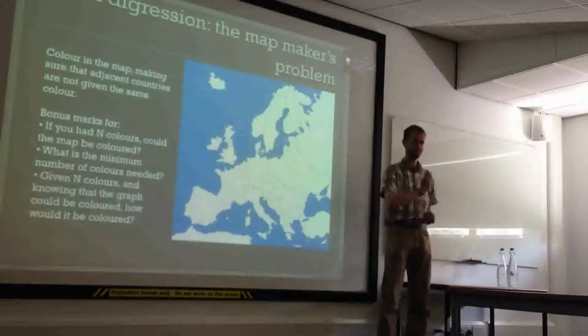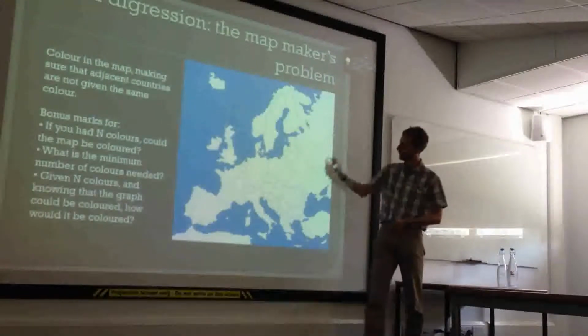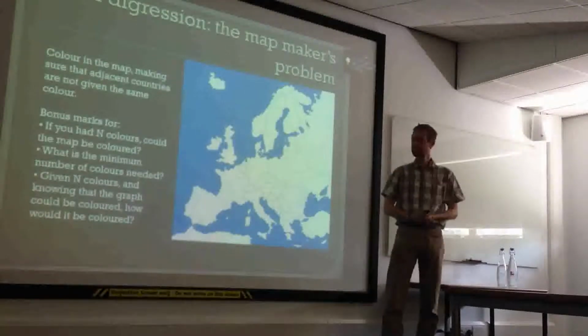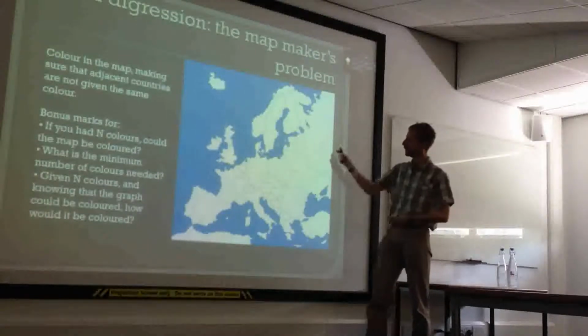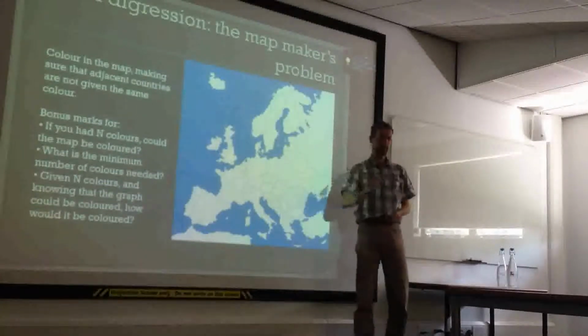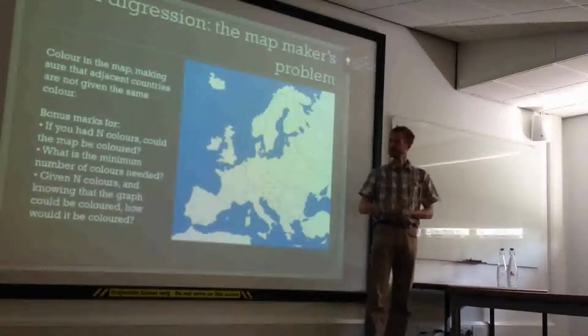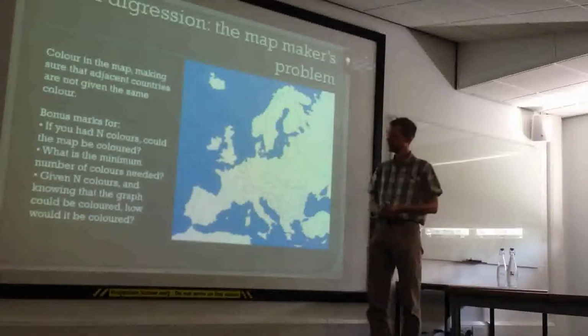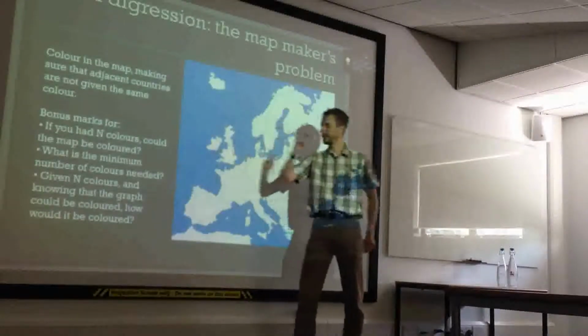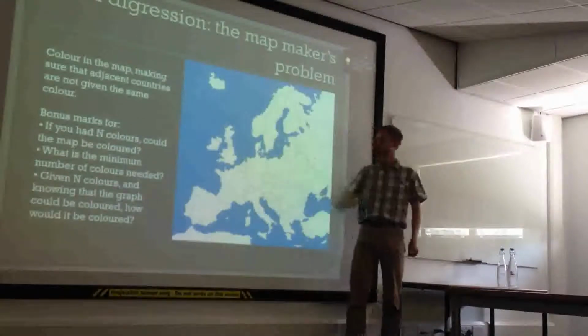A digression. Map of Europe. You can see all the borders and the seas and so on, but we've not coloured it in, completely blank. What I want to do is colour this in so that every country is given a different colour to its neighbours. This is called the map making problem. And I'll give you bonus marks if you can answer these questions as well. So if you had n colours, could you colour the map in?